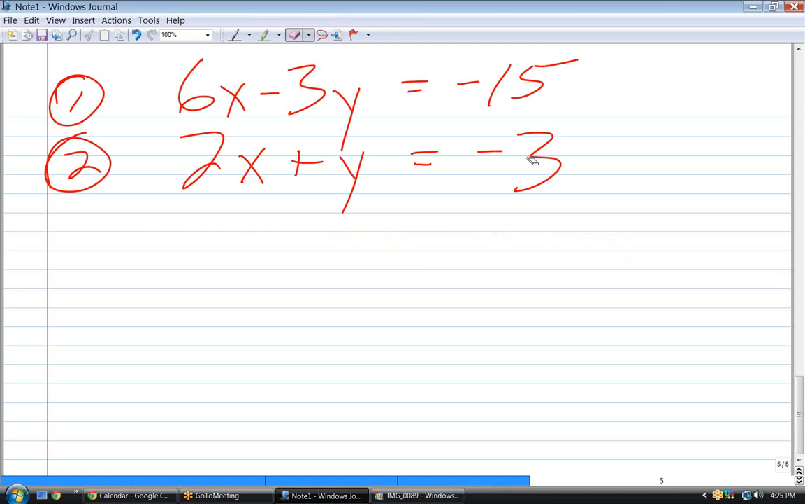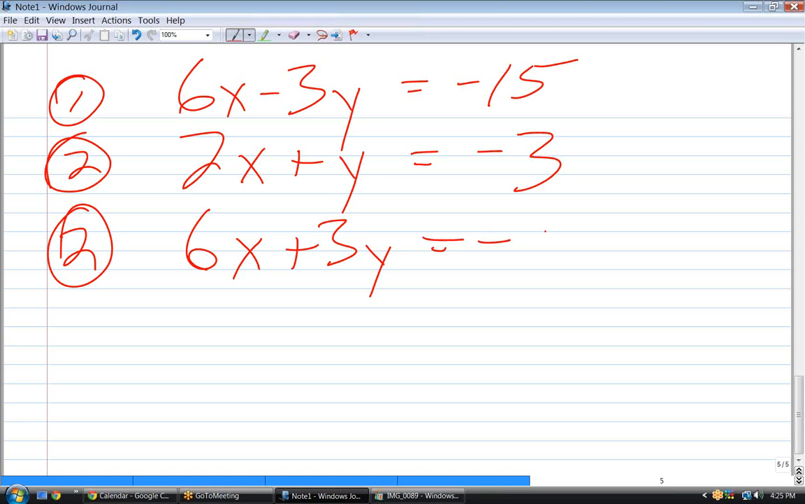How can I manipulate this lower equation number 2 such that when I add it to equation number 1, one of the variables will disappear? What could I do? Multiply it by 3. All right, so I'm going to rewrite equation 2. I'm going to multiply it by 3. That gives me 6x plus 3y equals minus 9. That's my new equation 2.